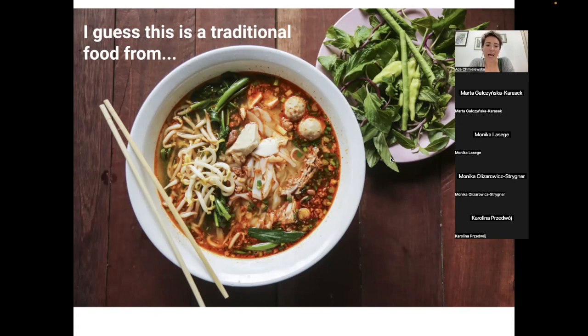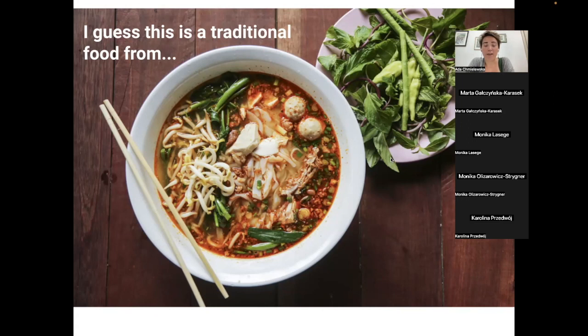Yes. So I googled these photos today while typing Lao traditional food, but it absolutely could be as well from Vietnam, from Thailand, from Cambodia, probably. Yeah. So it's Southeast Asian food.